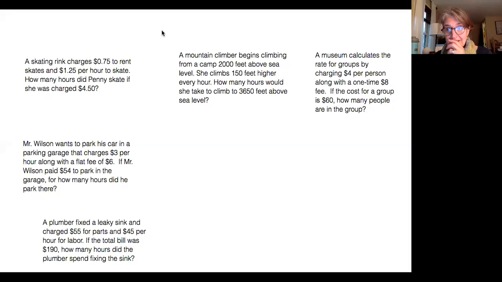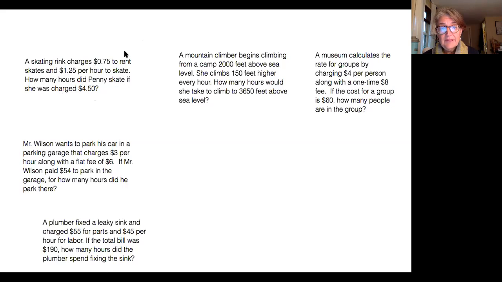Here are the equations. I know there's several here, but once we set them up, you'll be able to solve them very easily. So the first one says a skating rink charges 75 cents to rent skates and $1.25 per hour to skate. How many hours did Penny skate if she was charged $4.50?